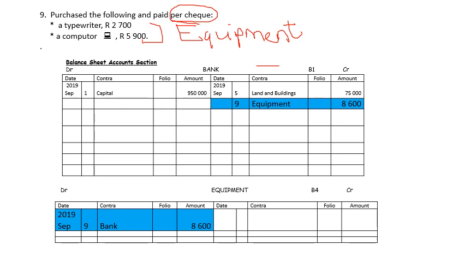You need to write in the contra account. The contra is equipment. Equipment is an asset, remember. I'm just going to write asset out so in case you forget. Equipment increases because we are buying equipment. Equipment increases on the debit side because equipment is an asset. Bank decreases because we're spending money. Once again, double entry principle says every debit needs a credit.